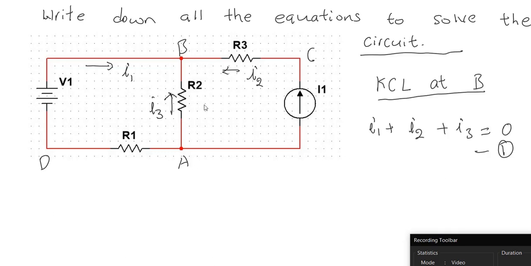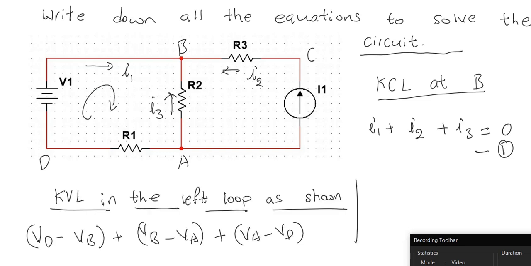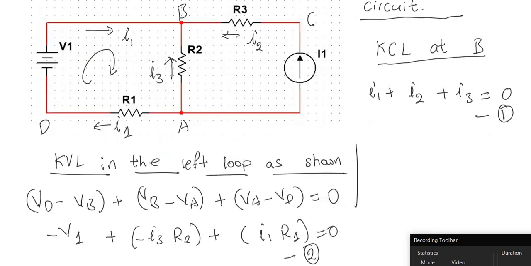We can now write a KCL equation at B, which will be I1 plus I2 plus I3 equal to 0. These are all the currents going into node B. I can now write a KVL in this left loop clockwise, which will be VD minus VB plus VB minus VA plus VA minus VD, which should be equal to 0. Pause here and convince yourself that this left-hand side of the equation is indeed equal to 0.